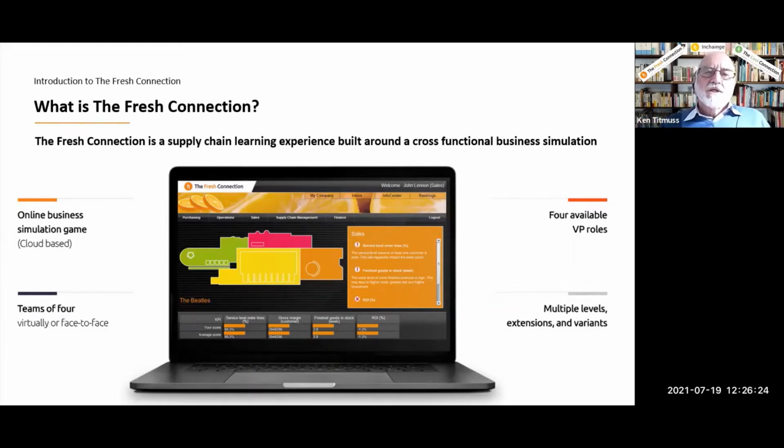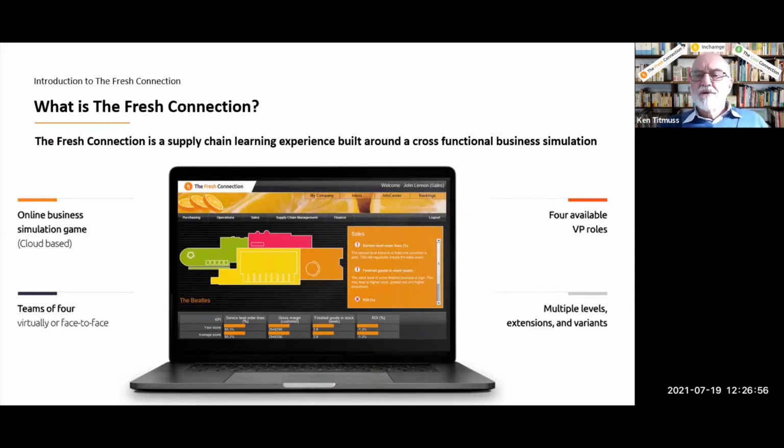Well, the Fesh Connection is a supply chain learning experience, and it's built around a cross-functional business simulation. And so it's cloud-based, as I mentioned. So all you need is a browser and we get your login. We have teams of 4, and we have a VP of purchasing, operations, supply chain, and sales. And between the 4 of you, you have to make these strategic and tactical decisions to turn this company around.